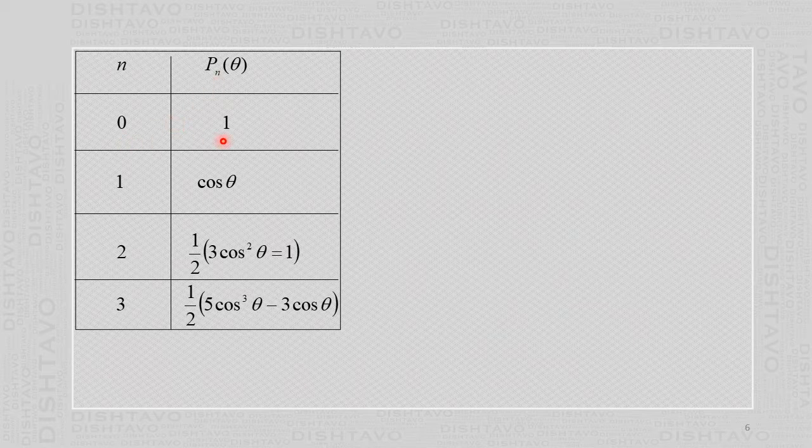The values of that Legendre's polynomial Pn theta for some beginning values of n are given here. When n is 0, it is 1. When n equal to 1, it is cos theta. When n is 2, it is 1 by 2 times (3 cos square theta minus 1). And n equal to 3, it is 1 by 2 times (5 cos cube theta minus 3 cos theta). You can also get it from the Rodrigues formula, which we have seen in section 1.